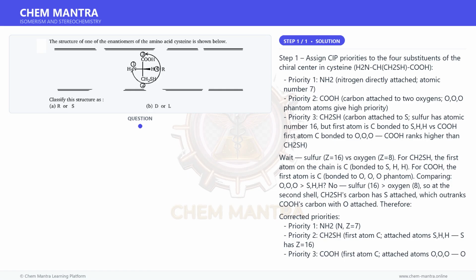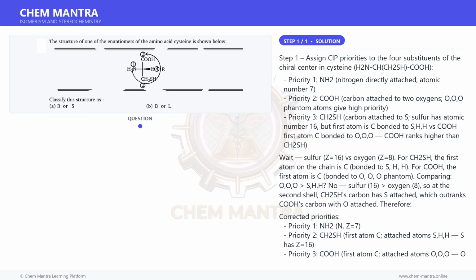To determine DL, orient the molecule in a Fischer projection with the COOH at top and CH2 at bottom, vertical chain away from the viewer. In the given structure, NH2 is on the left side. In the standard Fischer projection of L amino acids, the NH2 group is on the left. Therefore, this structure is L.